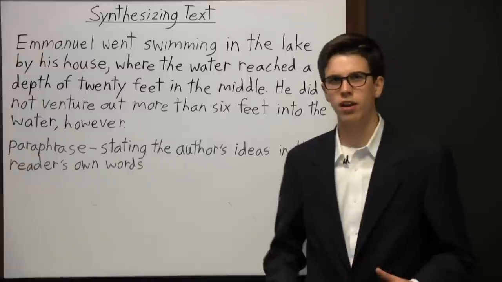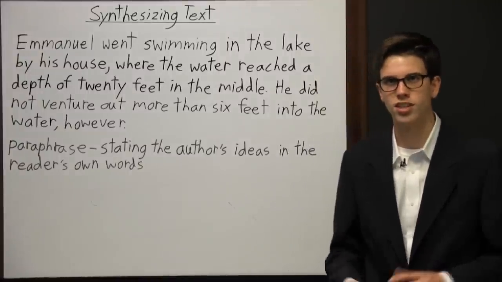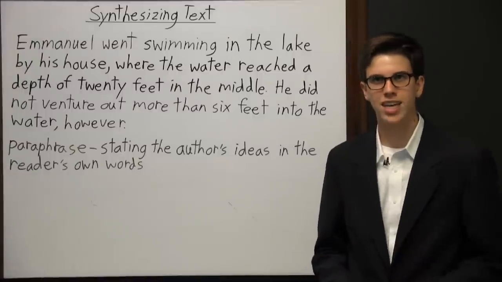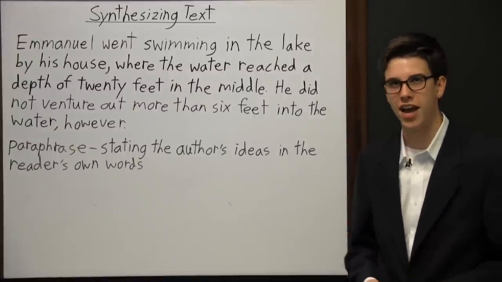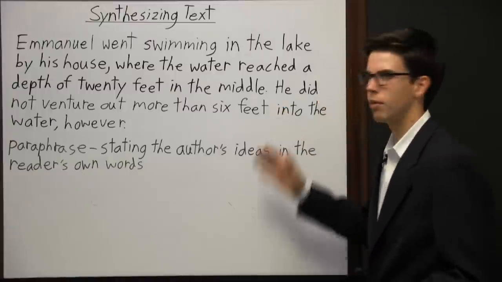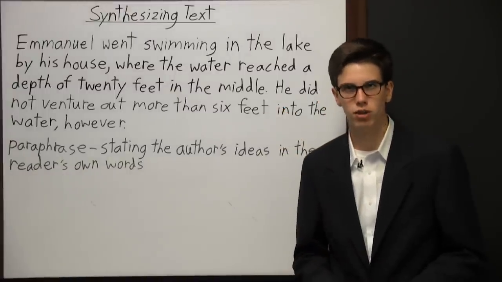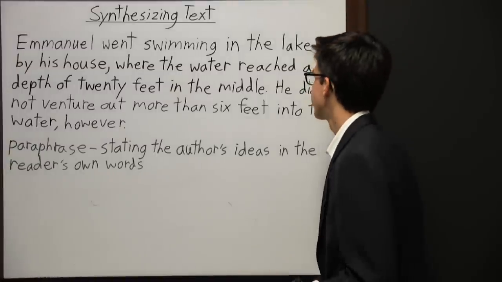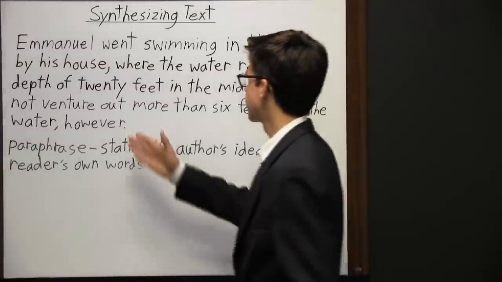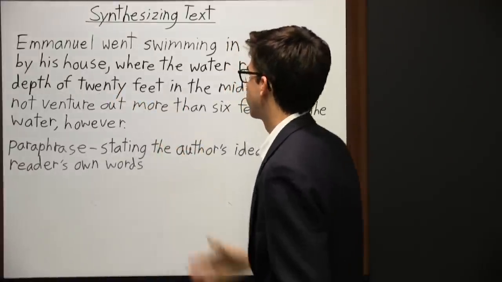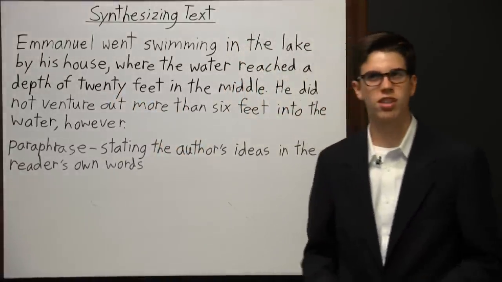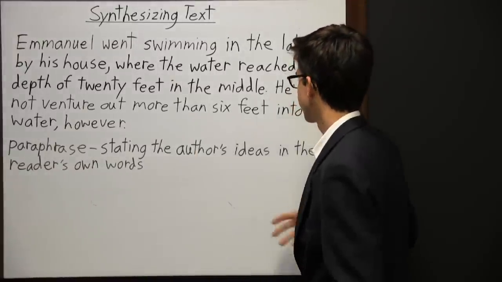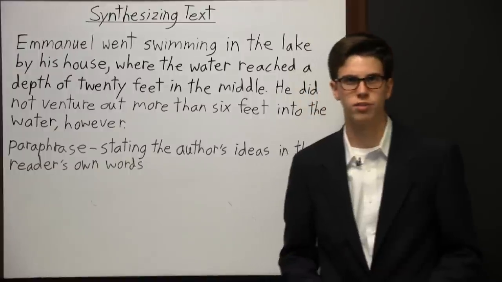So when you paraphrase, you're taking a couple sentences or an entire paragraph, and you're including the main point of the text being reviewed because that's what the reader needs to know about the text. So in this example up here, the reader needs to know that Emmanuel went swimming in the lake, but not more than 6 feet out. Those are the important points. It's not really important that the reader understands that the water reaches a depth of 20 feet. So we want to focus on the main points here to kind of summarize it, but in other words, just take a couple sentences and state it in our own words.